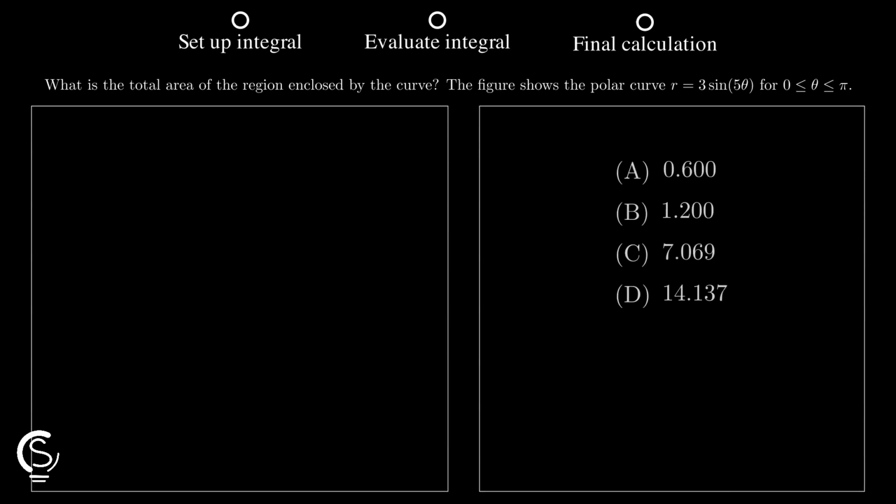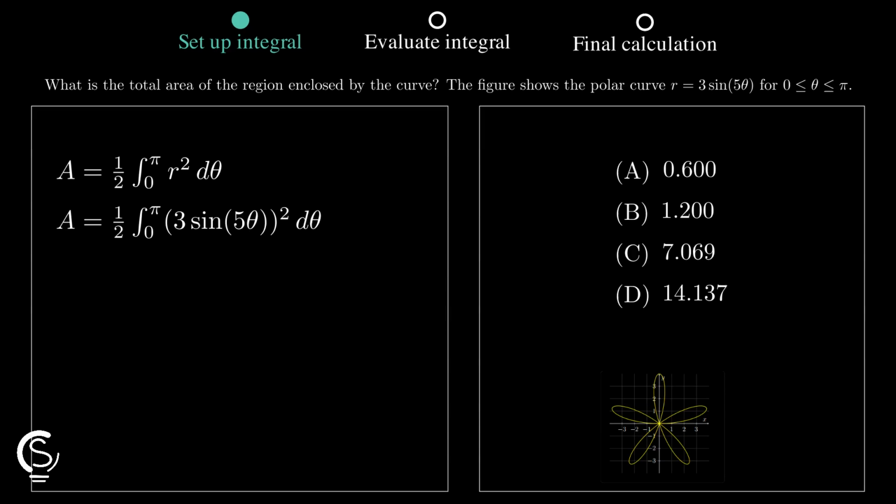The area of a polar region is 1/2 the integral of r². We integrate from 0 to pi using our given function for r to set up the integral.